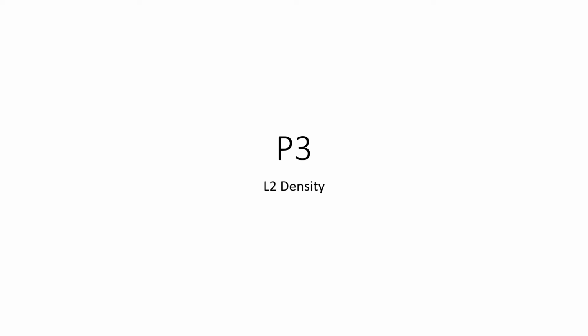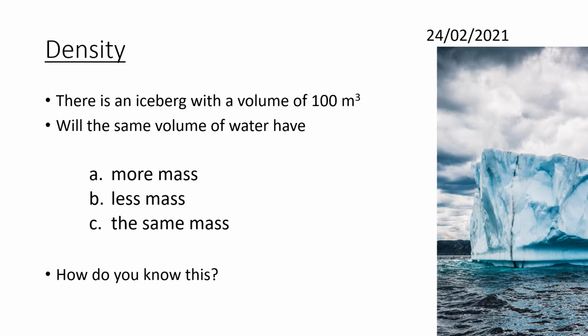This is a GCSE physics presentation on density. To get started, there's an iceberg with a volume of 100 meters cubed. Will the same volume of water have more mass, less mass, or the same mass? And how do you know this?